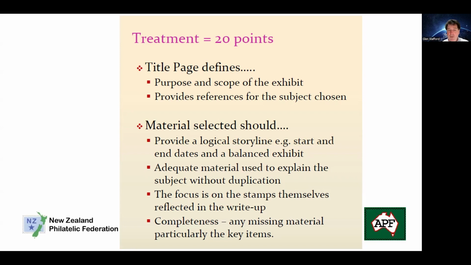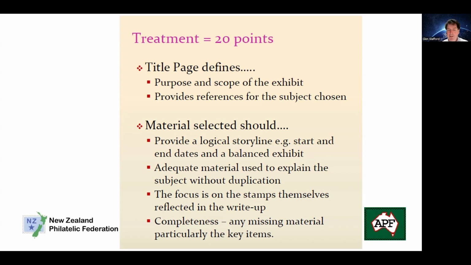Treatment material selected should provide a logical storyline. So if we're doing the map and kangaroo stamps of Australia, then we're going to go through each of the values and then each of the watermarks. And as everyone's collected that before, there is a complete story to be told there. You need adequate material to explain the subject without duplication. So you might think, I've got 3 proof items of the same thing. They're all quite valuable. I want to put them in, but then that's duplication. You should be able to tell the story without duplicating the items. The focus needs to be on the stamp itself and reflected in the write-up.